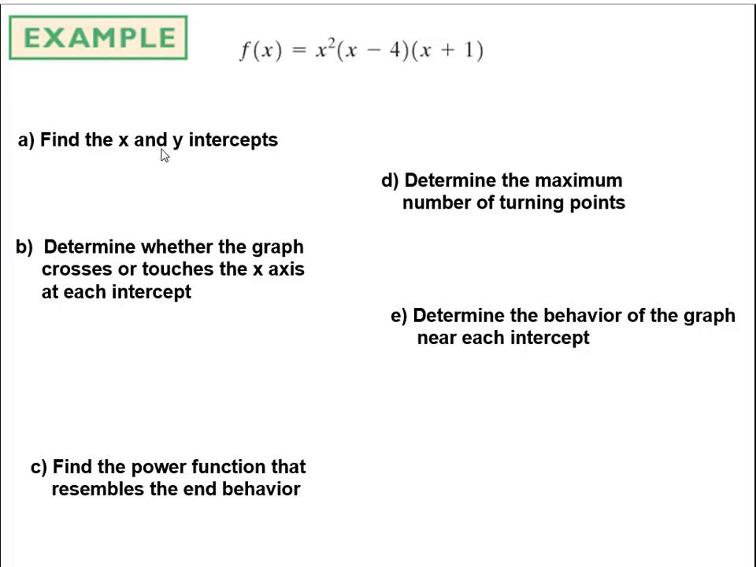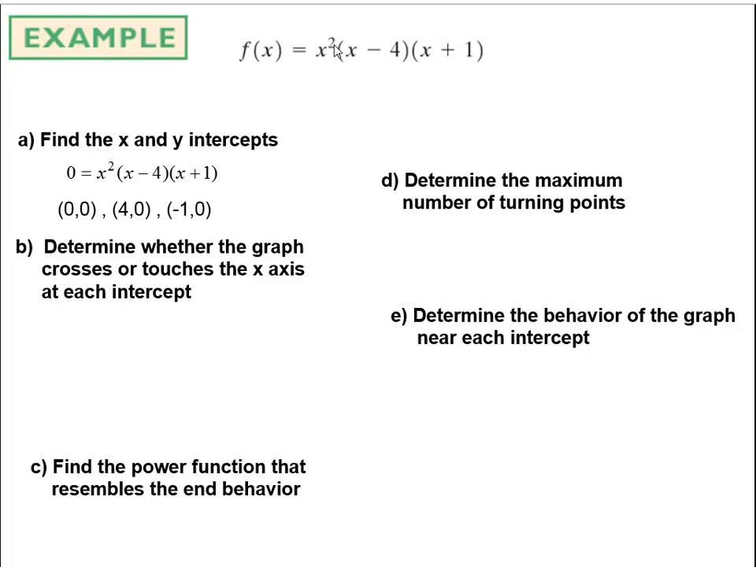So when I find the x and y intercepts, it's really easy to do that first, right? Because the x-intercepts are going to come right from the factors. So x equals 0 will be an intercept. x equals 4 will be an intercept from this factor. And x equals -1 will be an intercept from that factor. So pretty easy to match what those x-intercepts are. And then, in this case, I actually found the y-intercept when I found the x-intercept. Right? And then determine whether the graph crosses or touches the axis.